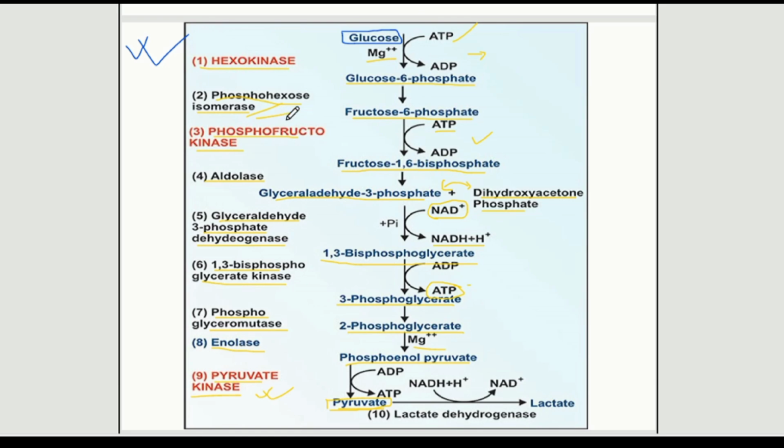Important point is the irreversible steps of glycolysis. That is the first step, where the enzyme is hexokinase; the third step, where the enzyme is phosphofructokinase; and the ninth step, where the enzyme is pyruvate kinase. What is the rate limiting step of glycolysis? The step where the enzyme phosphofructokinase is acting is the rate limiting step of glycolysis.